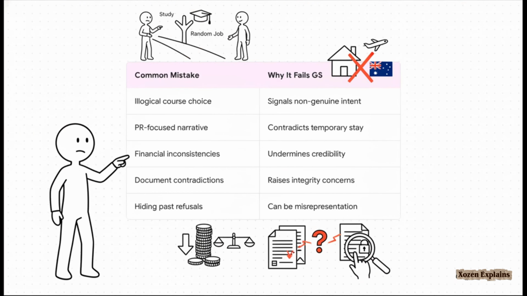Several key mistakes consistently lead to GS refusals. An illogical course choice signals a non-genuine study intent. A narrative that focuses on permanent residency directly contradicts the temporary stay requirement. Financial inconsistencies undermine your overall credibility. Contradictions between your documents raise serious integrity concerns. And finally, hiding past visa refusals can be considered misrepresentation, which carries severe consequences.